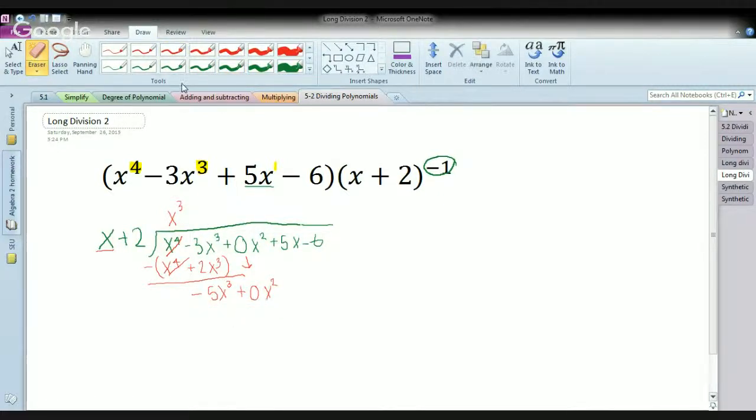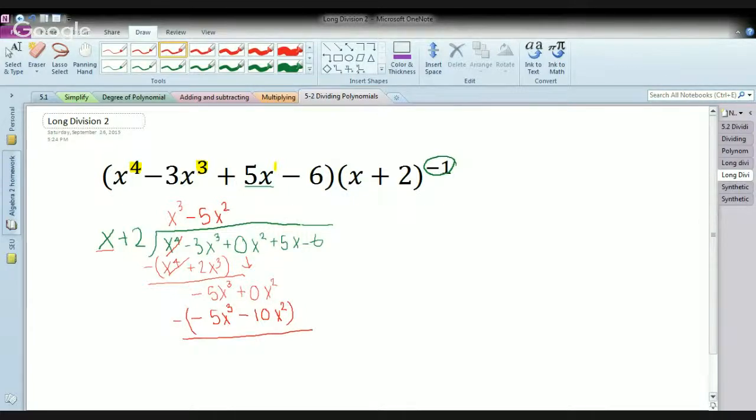Then we ask ourselves, okay, x times what is going to give me negative 5x cubed? Well, x times negative 5x squared gives me what I need. So x times negative 5x squared, that's going to give me negative 5x to the 3rd. And 2 times negative 5x squared, that's going to give me negative 10x squared. All of that we are subtracting, and we're going straight down.